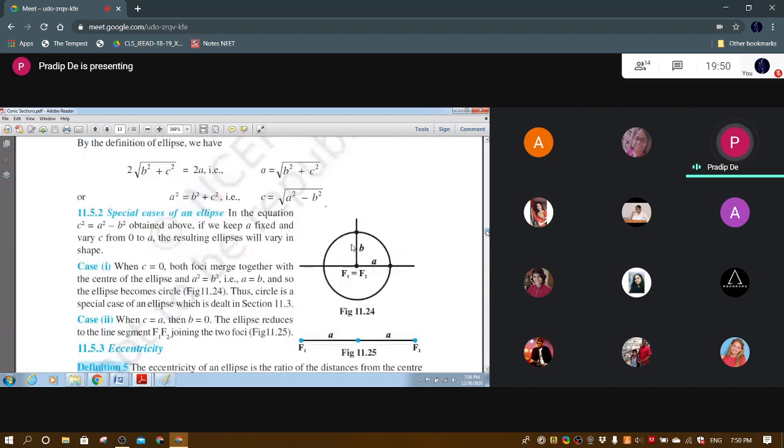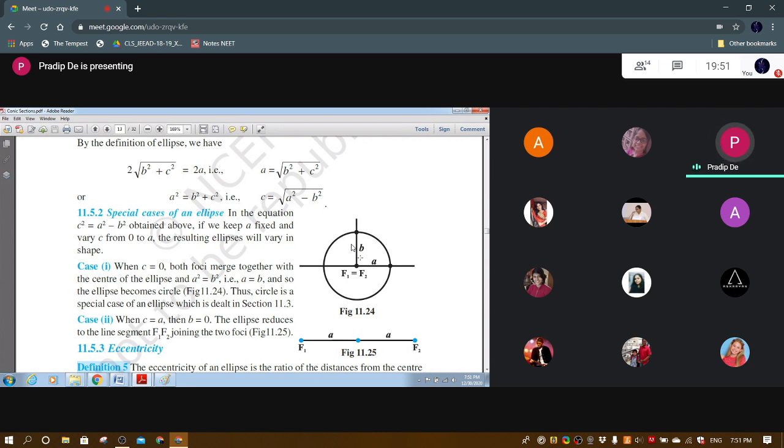What will happen if C is 0? If C is equal to 0, then root over A square minus B square will be 0. So A square minus B square will be equal to 0, so A will be equal to B. And if A is equal to B, look at this shape. Familiar? It's a circle. So a circle is a special case of an ellipse when C is equal to 0.